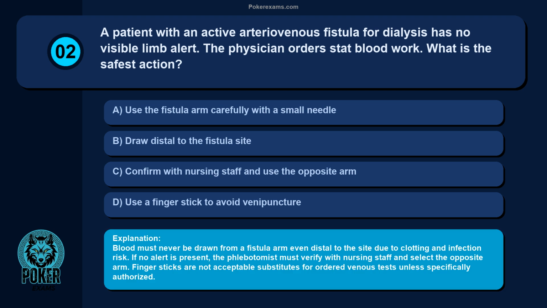Blood must never be drawn from a fistula arm, even distal to the site, due to clotting and infection risk. If no alert is present, the phlebotomist must verify with nursing staff and select the opposite arm. Finger sticks are not acceptable substitutes for ordered venous tests unless specifically authorized.